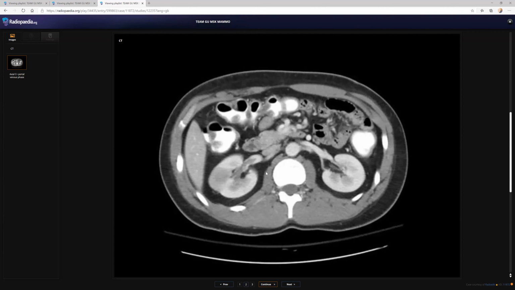So you will ask the referring clinician to evaluate for the cause of the renal vein thrombosis. So that is good.